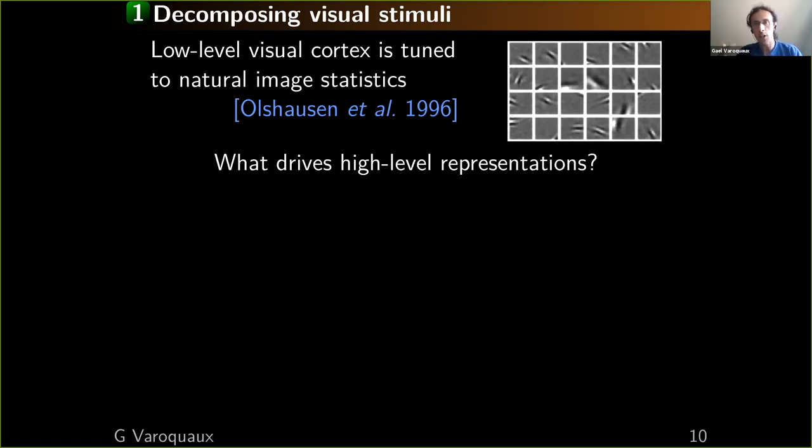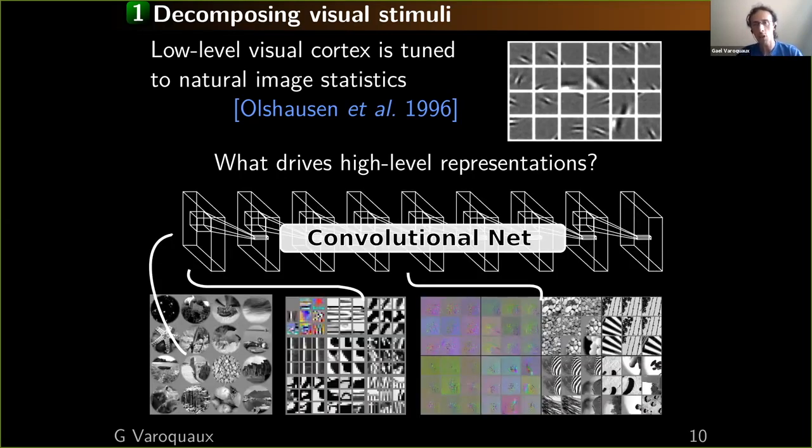There are many ways you can analyze natural images, and when you do this, you find that the fundamental statistics of natural images are basically edges or Gabor filters. And in a similar way, what drives high-level representations of natural images? One way of thinking of this problem is to look at our most advanced computational modeling of natural images, and these have been developed in computer vision, and they're basically convolutional neural networks. What convolutional neural networks do is build more and more complex transformations of the inputs.